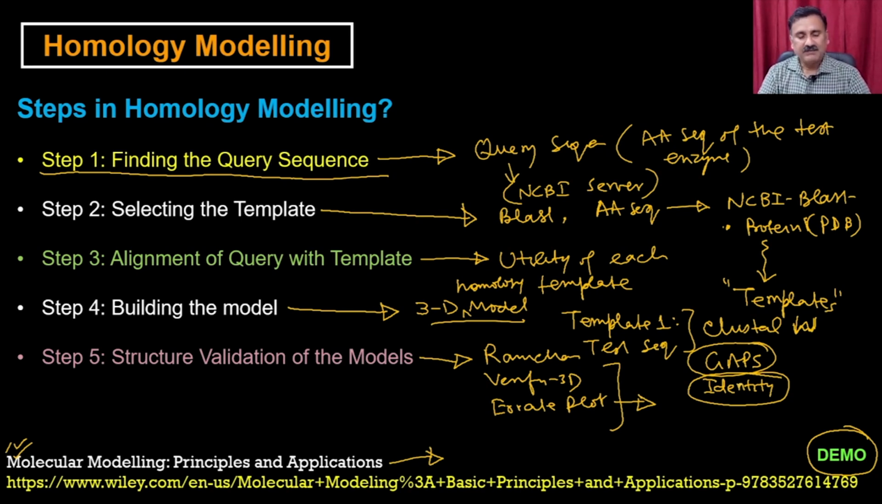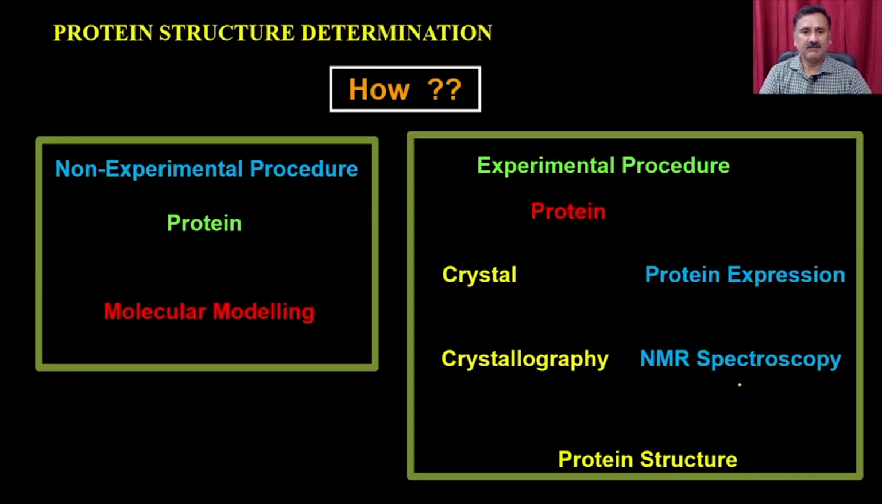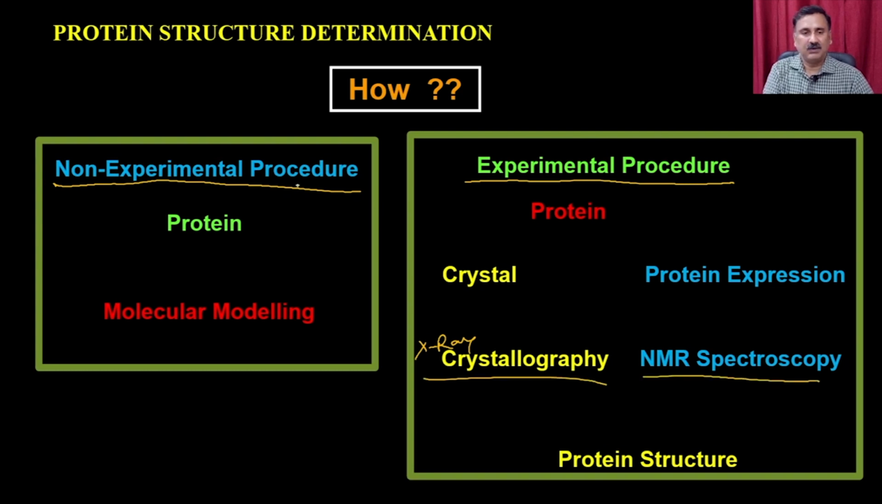So what we have discussed so far is the tertiary structures, how to determine the tertiary structure of proteins. We have discussed the computational method, and we have also discussed the experimental wet lab experiments. In the wet lab experiment, we discussed X-ray crystallography and NMR spectroscopy, whereas in the case of the non-experimental computational method, we have discussed homology modeling.